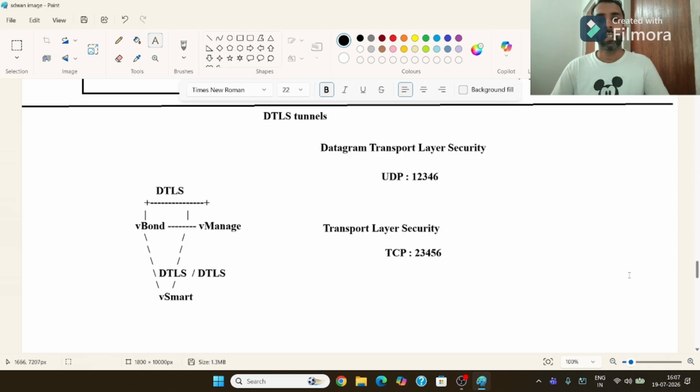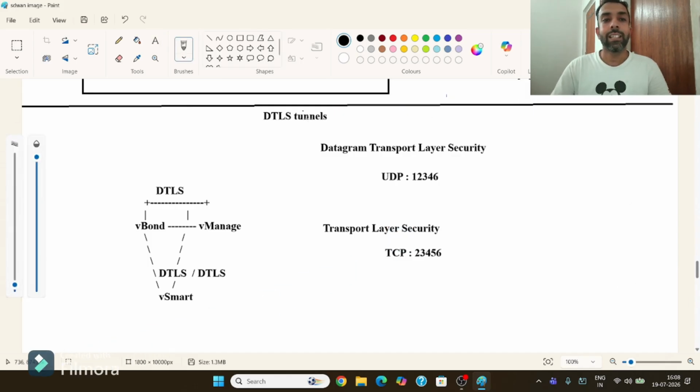Now, after understanding how the controllers can be onboarded, we need to understand the concept of tunnels. In between the controllers, the data can be sent before creating tunnels. These controllers will make tunnels automatically. The tunnel name will be DTLS tunnel.